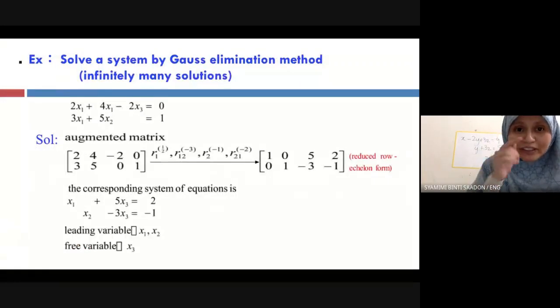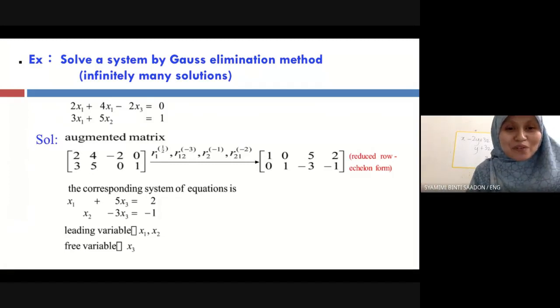Okay, another example, where we have infinitely many solutions, meaning that the solution can be several. For example, it's like this. We have 3 unknowns, x1, x2, x3, or x, y, z, but we only have 2 linear equations. 2x1 plus 4x2 minus 2x3, and 3x1 plus 5x2 equals 1.